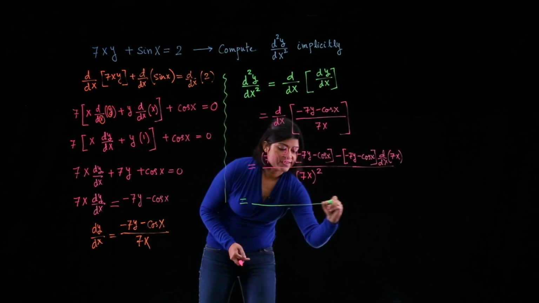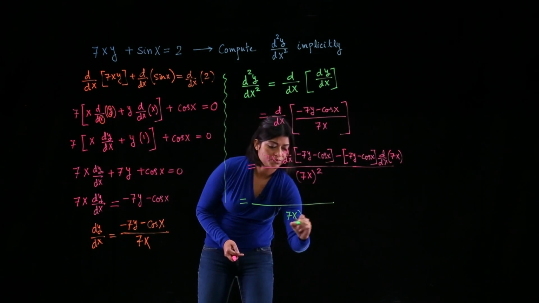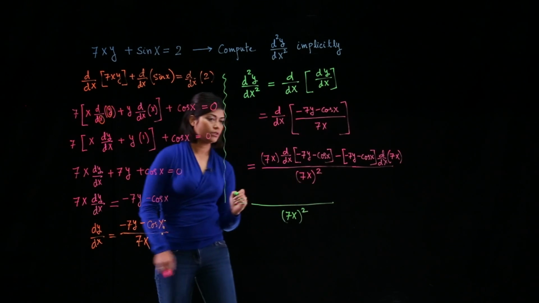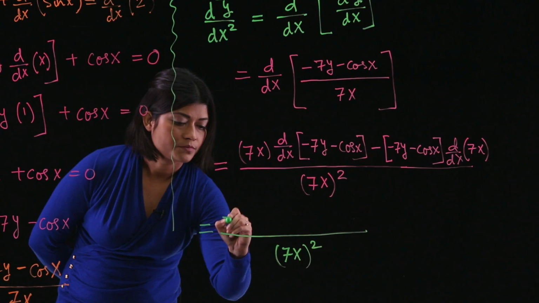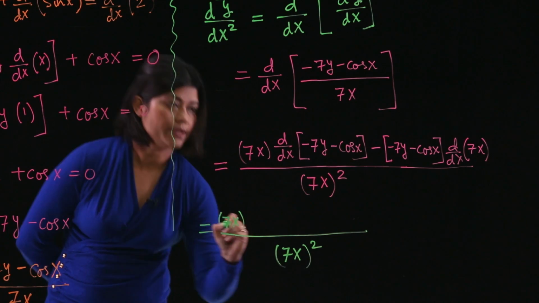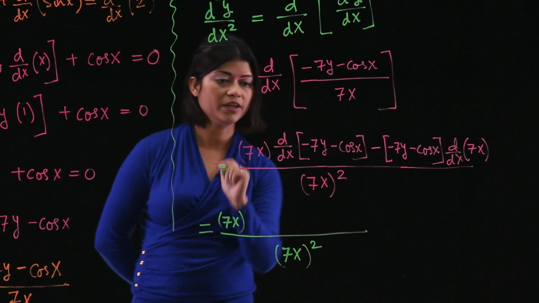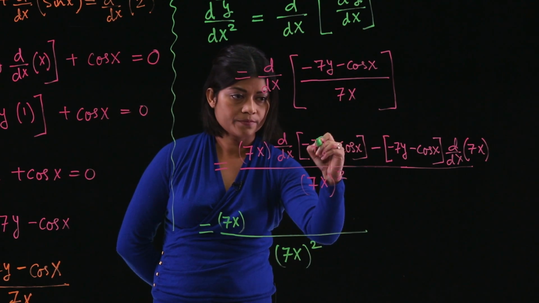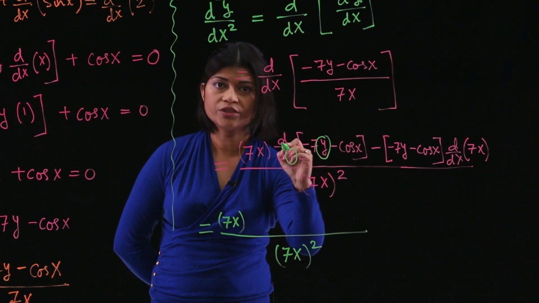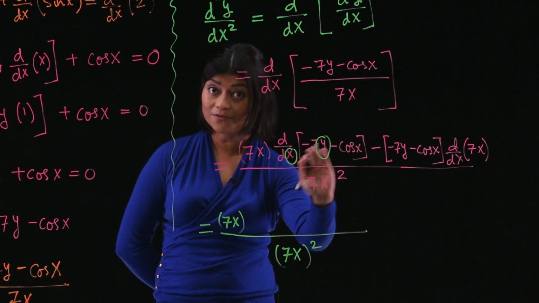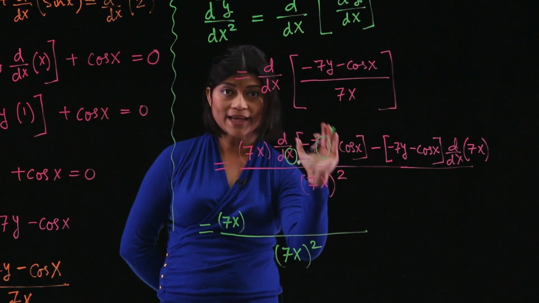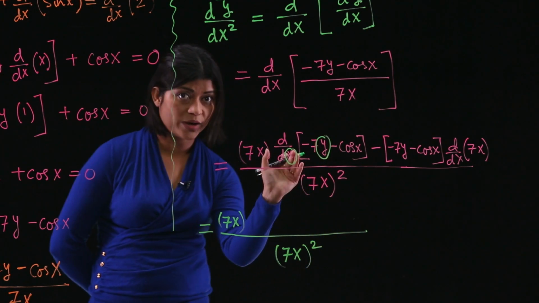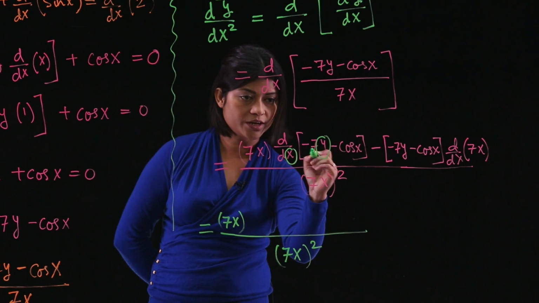Denominator remains as it is. You don't have to do anything with it. In the numerator, we have 7x times. Now be careful again. The first term has y, and you are differentiating with respect to x. So they're different variables, so you will have an extra term of dy dx again. Let's do it carefully.